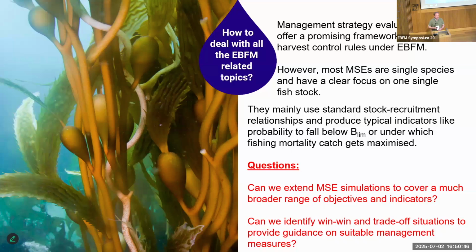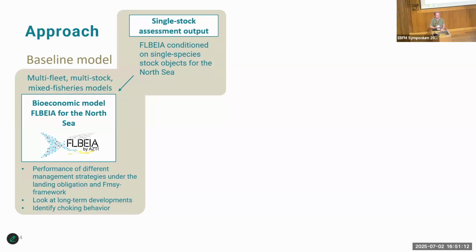And the general question, or the general problem, is quite clear. We all know management strategy evaluations, but normally they focus on one single stock. So the question is, can we extend MSE simulations to cover a much broader range of objectives and indicators relevant for EBFM? And then finally, can we identify win-win and trade-off situations to provide guidance on suitable management measures?